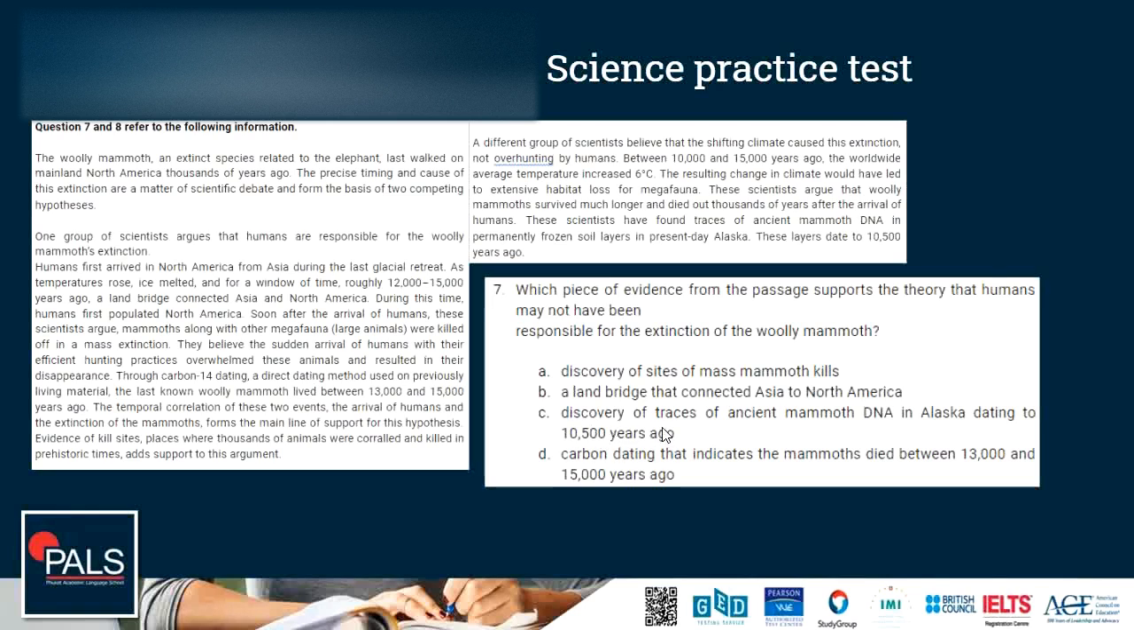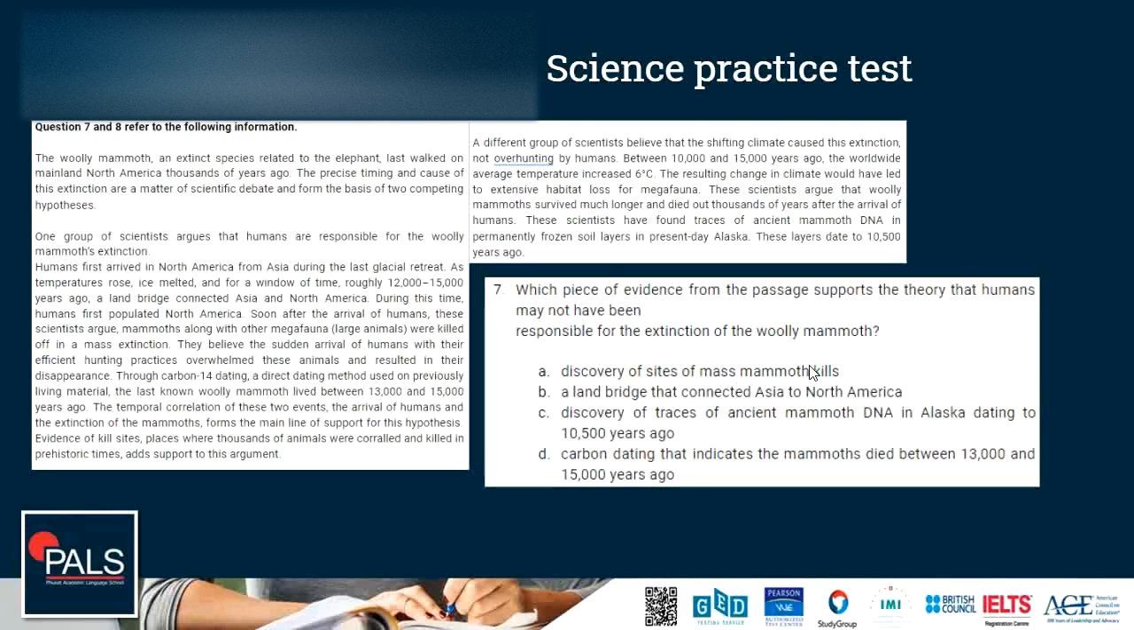This is the correct answer because it just counters the argument that mammoths went extinct around about the same time as humans arrived. And this basically refutes this argument and shows, looks like mammoths were alive much longer, 2,000 to 3,000 years after humans arrived. So the humans were not responsible for their extinction. And then the others, they don't really make sense.